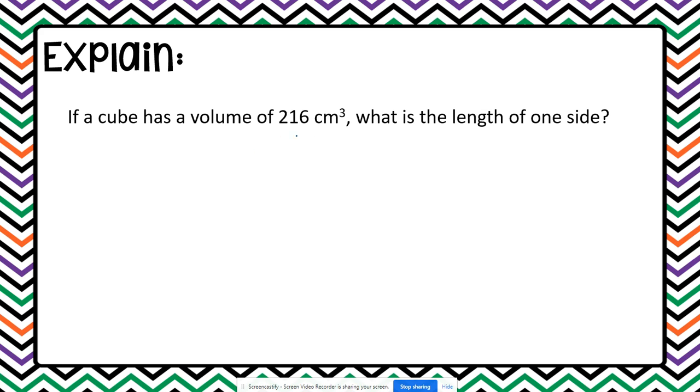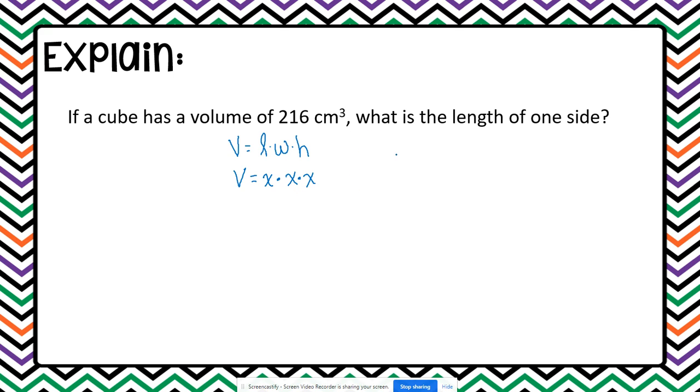If a cube has a volume of 216 centimeters cubed, and we want to find the length of one side, we have to think about what volume means. In this case, if I have a cube, I know that all of the side lengths are the same, and a cube is like a rectangular prism. So the formula for volume would be length times width times height. With a cube, if the length is x, the width is also x, and the height is also x, because the length, width, and height of a cube are all the same.